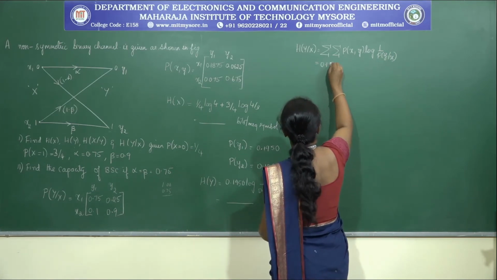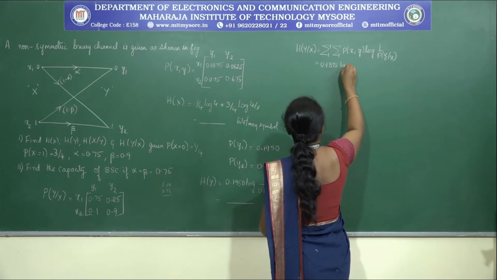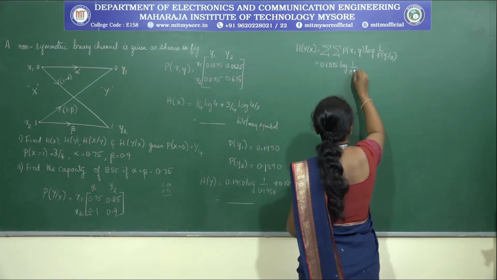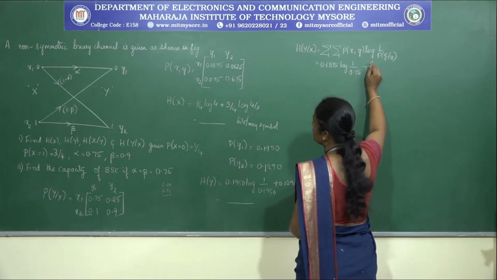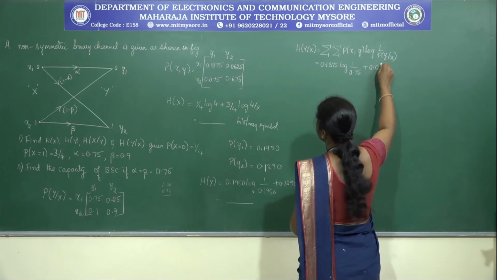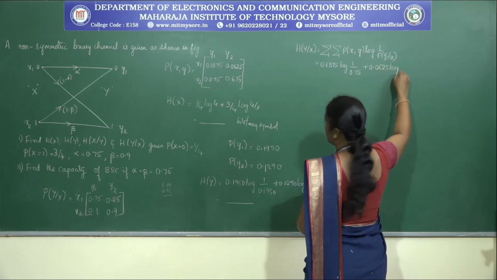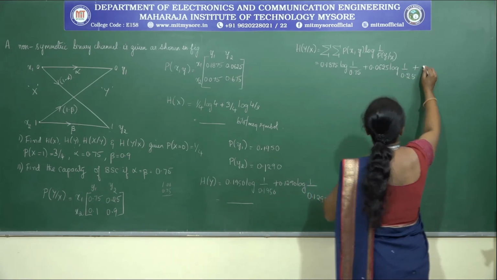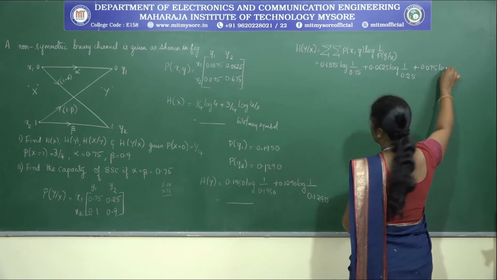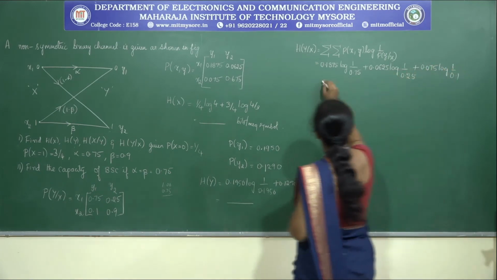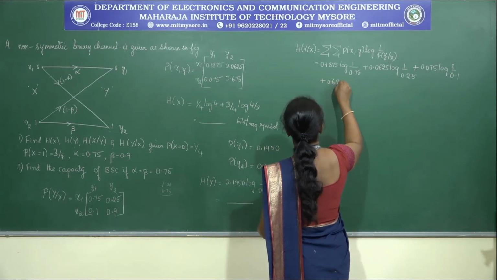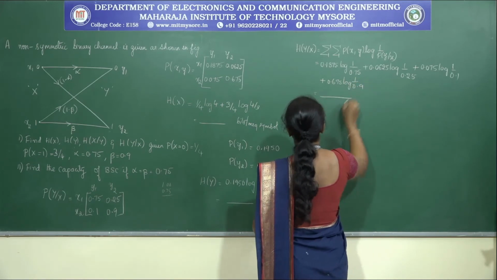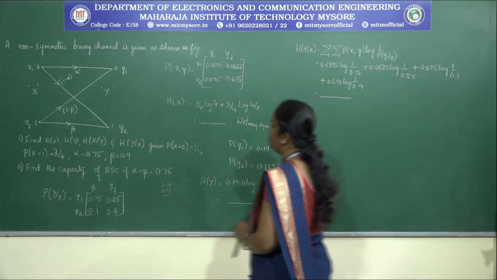So it is 0.1875 log of 1 by p of y by x, which is nothing but this one. So it is 1 by 0.75 plus 0.0625 log of 1 by 0.25 plus 0.075 log of 1 by 0.1 plus 0.675 log of 1 by 0.9. So if you simplify, you will get h of y by x.